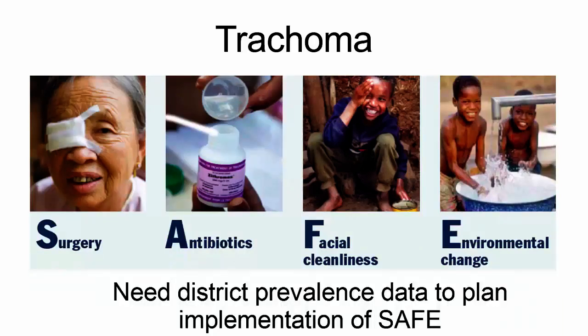Now, the implementation of SAFE and guidance on where SAFE needs to be implemented is very much dependent on what the district level prevalence of trachoma is. So district level prevalence data is key for planning trachoma control.